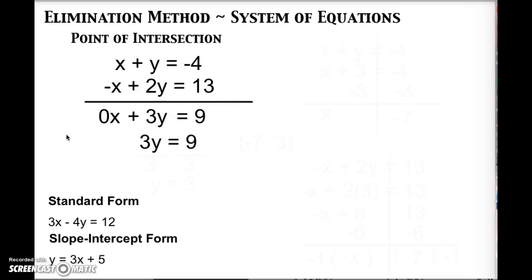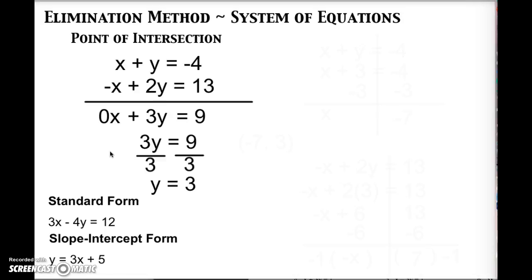3y equals 9. Now to solve for y, all I'm going to do is divide both sides of the equation by 3. And when I do that, I end up getting y is equal to 3. But I'm trying to find the point of intersection. I just know the y value for my point of intersection.